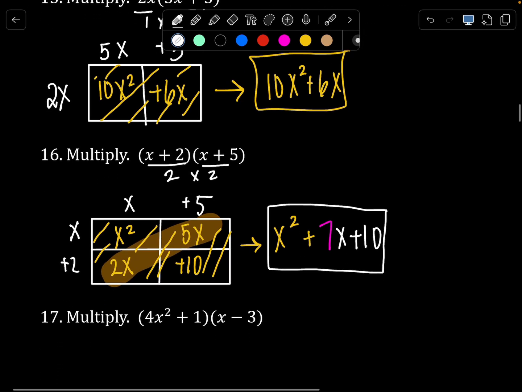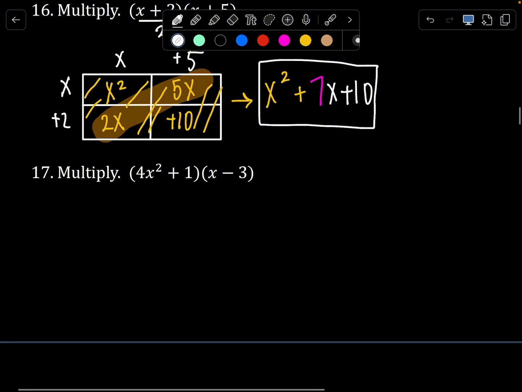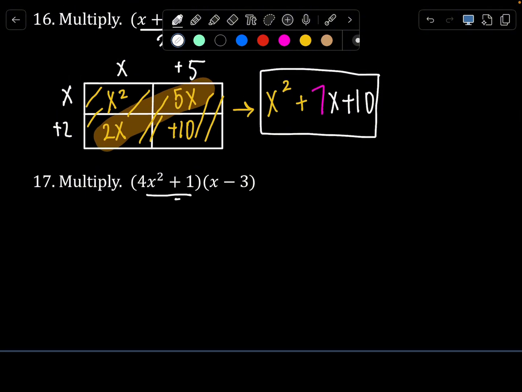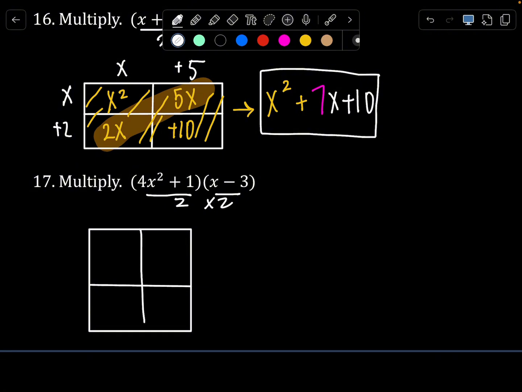All right, let's go down to 17. What are we going to do? Same thing. 2 terms by 2 terms. Create a nice little 2 by 2 box. See if you can do that. There we go. Yeah, it doesn't matter how you make it. It doesn't have to be perfect. 4x squared, and then your 1s, and then your x, and your minus 3.